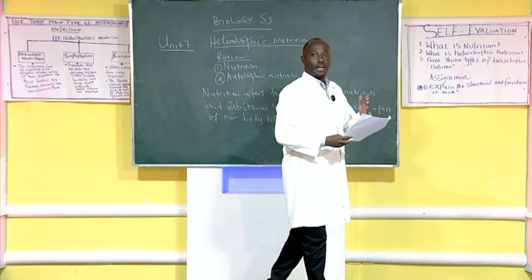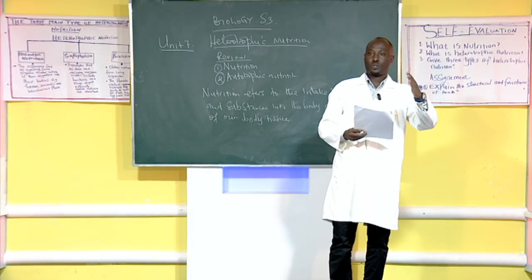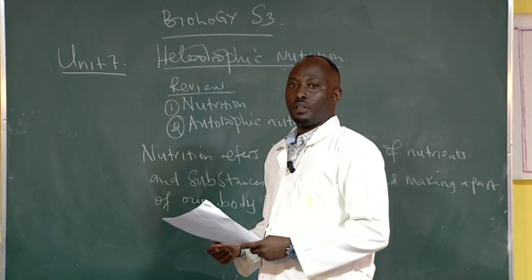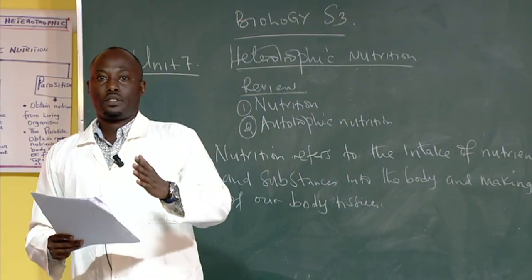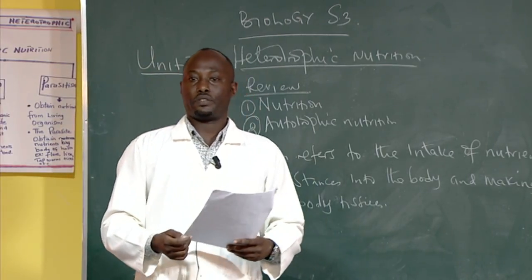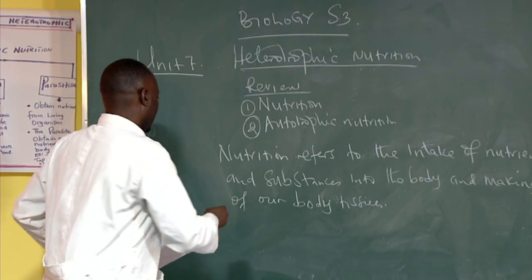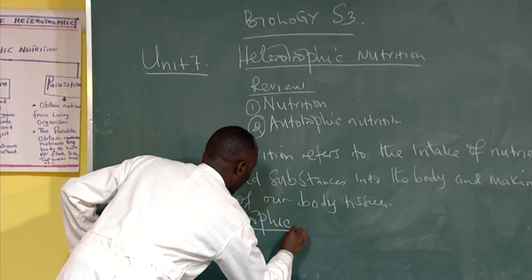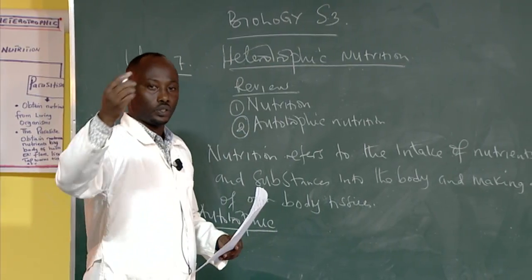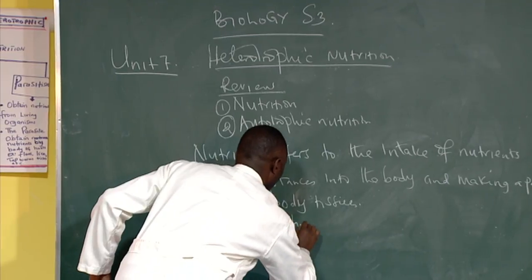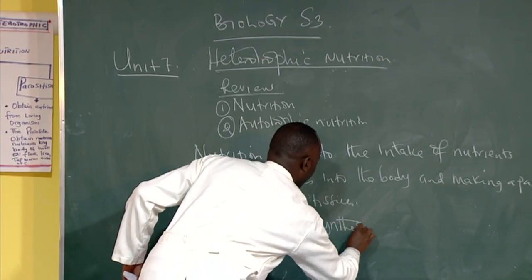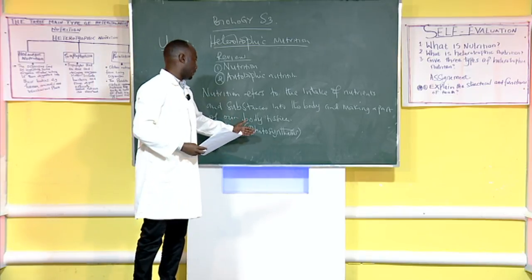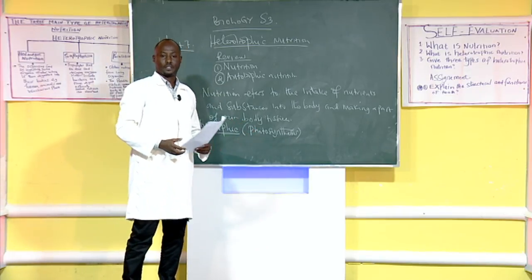So let's now go to, what is autotrophic nutrition? Autotrophic nutrition, excellent. She said autotrophic nutrition is concerning photosynthesis. And you said photosynthesis. What is the definition of photosynthesis?